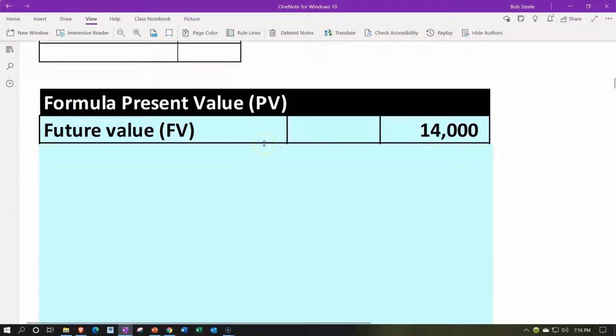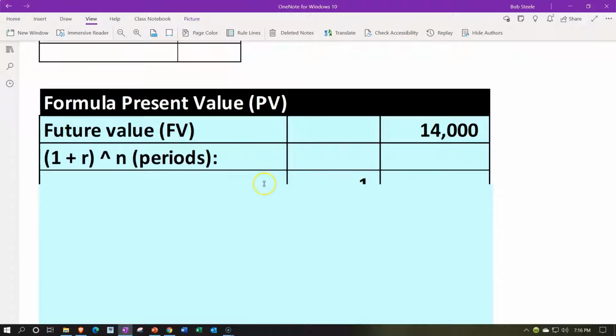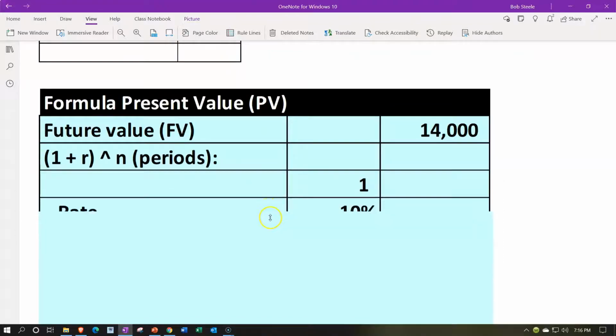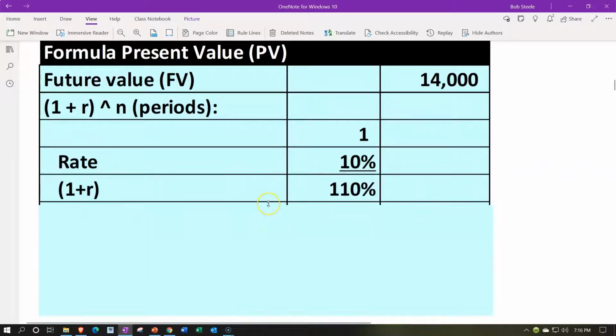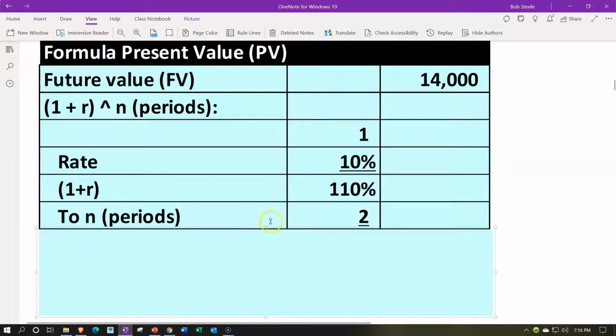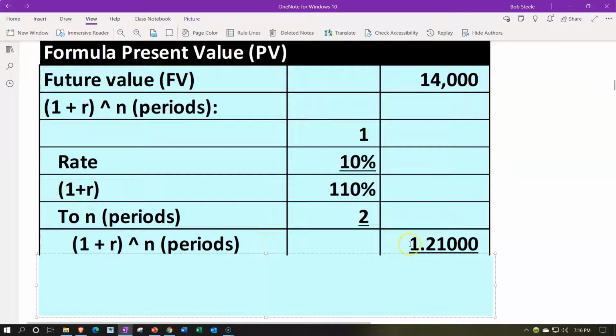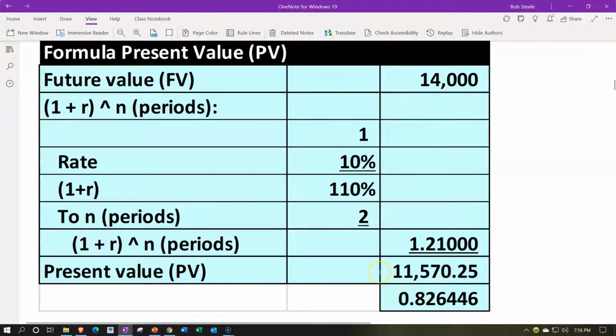We're going to say we have the future value 14,000, 1 plus r to the n. There's the 1, there's the rate, the 10%, there's that 110%. Once again, now taking it to the periods, this is to the power of 2, and it's 1.1 to the power of 2 because there are 2 periods out this time. That's going to give us this number, 1.21. The 14,000 divided by the 1.21 would give us the 11,570.25 about.